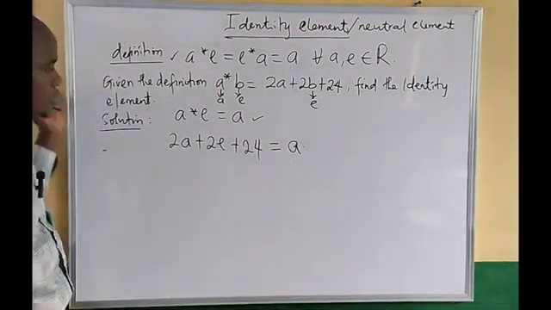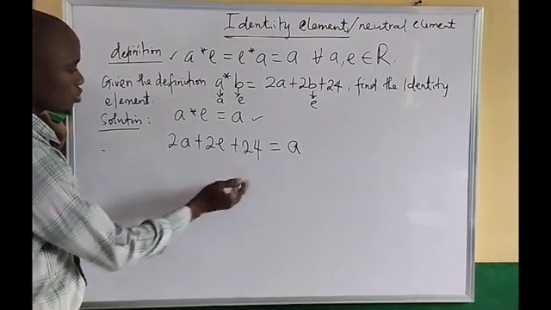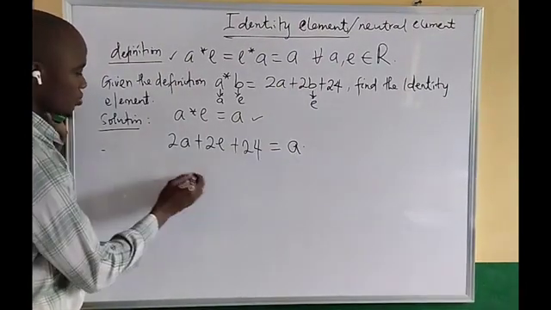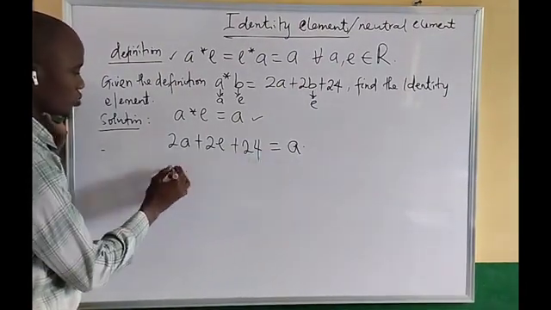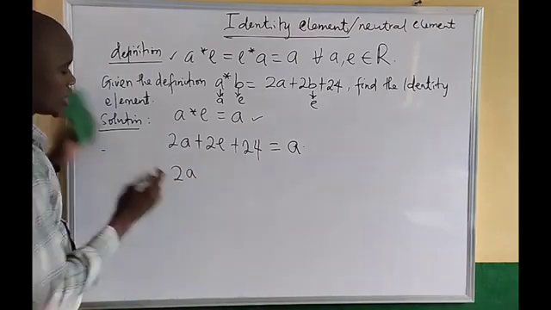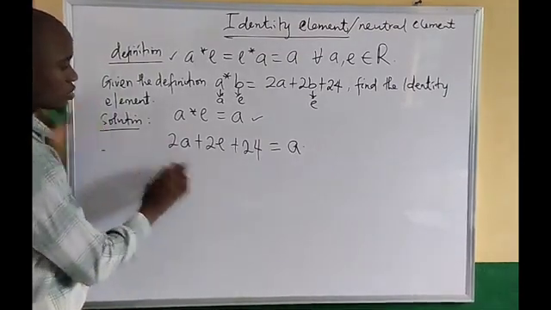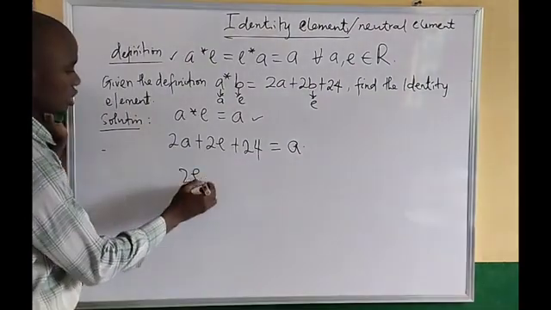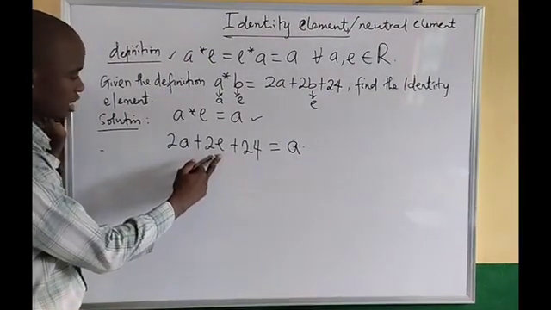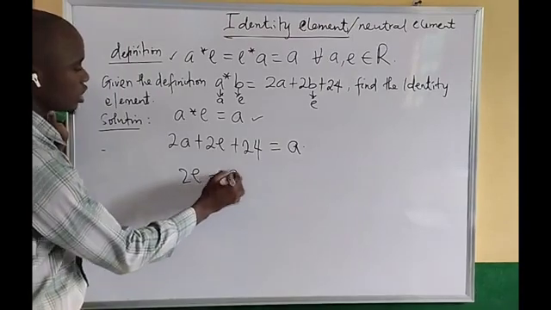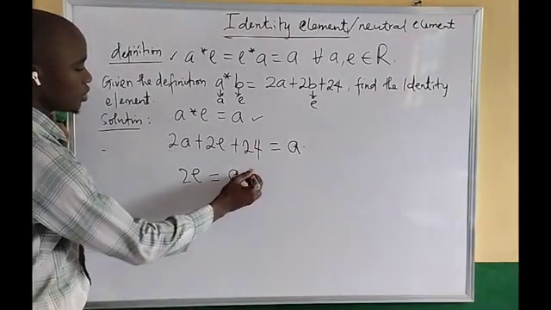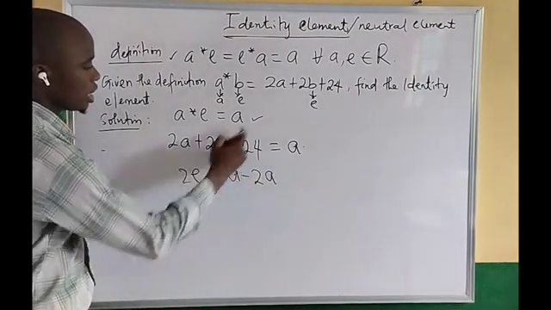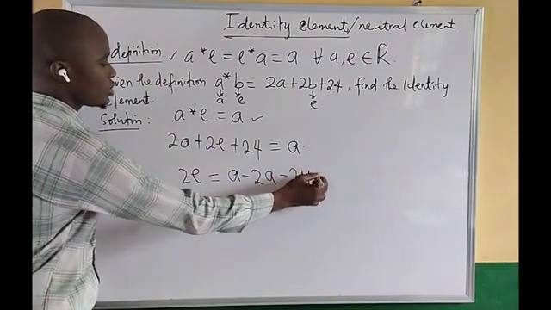So now from here, what are you going to do? We are going to collect like terms. We can send 2A to the other side and 24 to this side. We are going to have 2E, because we are looking for the identity element, which is E, equals A minus 2A, then minus 24. Are you getting it now?